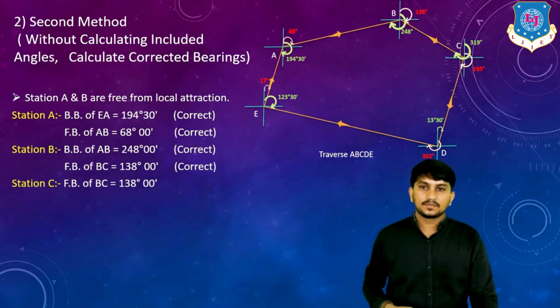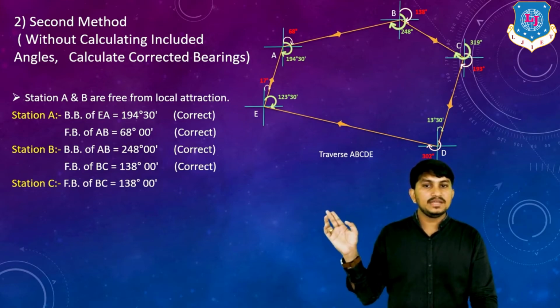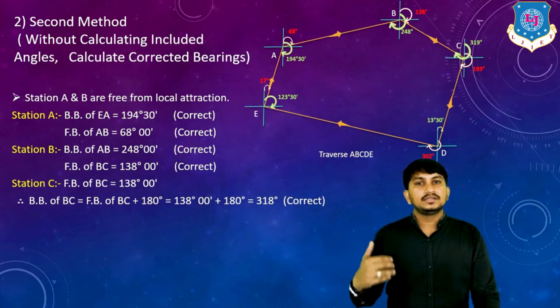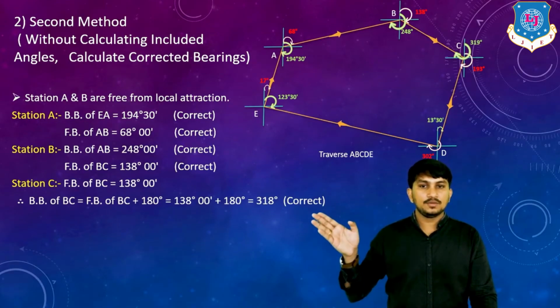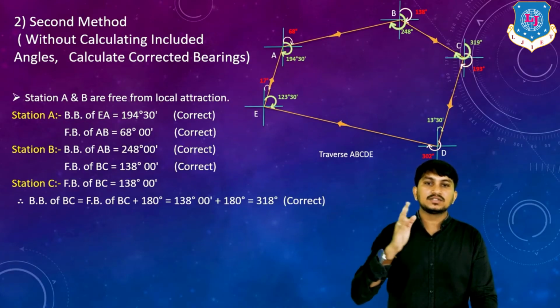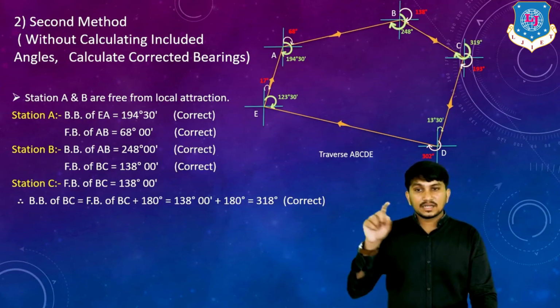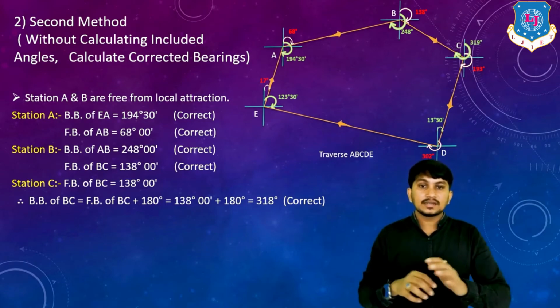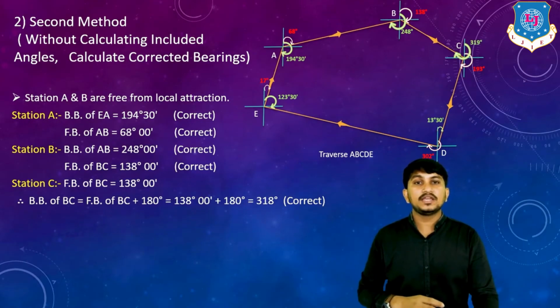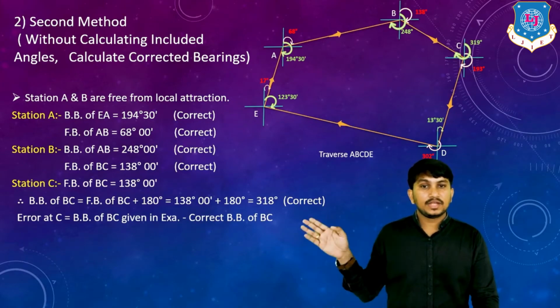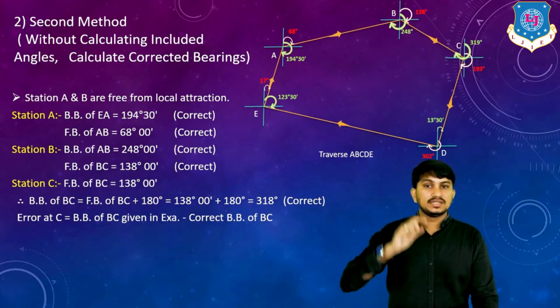Now at station C, we have to find out BB of BC using FB of BC. This is similar to the first method. BB of BC is equal to FB of BC plus 180 degrees, 138 degrees plus 180 degrees, 318 degrees. This is the correct value. This correct value of BB of BC is compared with the value given in the example. By comparing this, we can find out the error at station C.